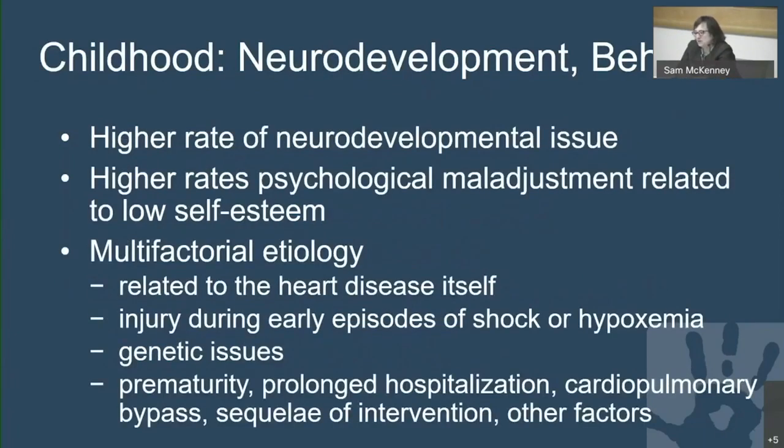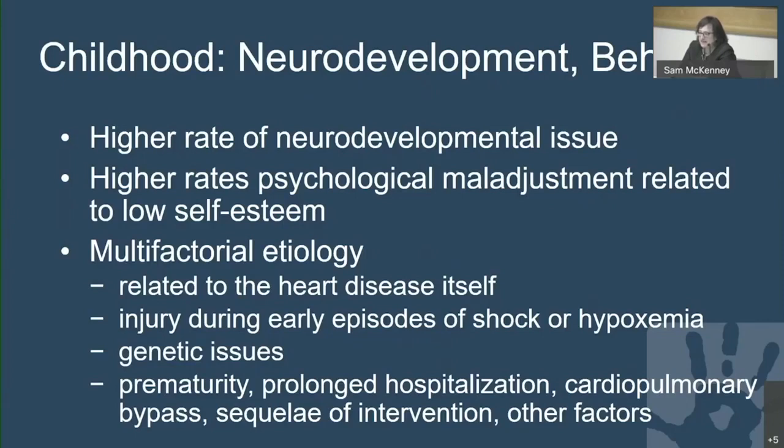So also, once we get to childhood, neurodevelopment and behavior issues become a concern that usually find their medical home in the primary care physician's office. As we've discussed, there's a higher rate of neurodevelopmental issues in children, especially with complex congenital heart disease. There can be higher rates of psychological maladjustment due to low self-esteem. And these issues are thought to be multifactorial, including sometimes related to the heart disease itself, perhaps related to injury during early episodes of shock or hypoxemia.